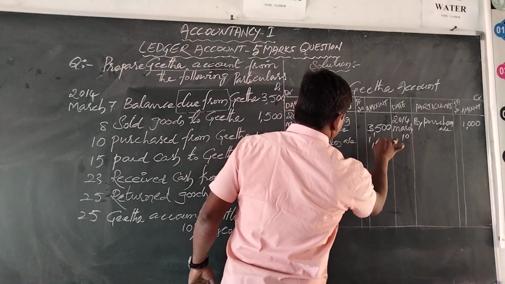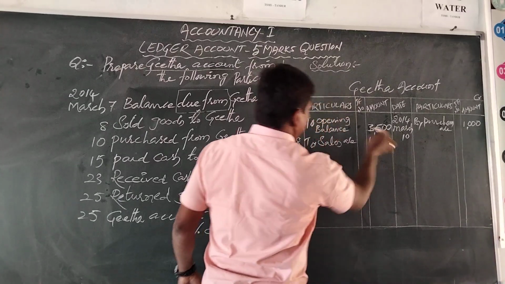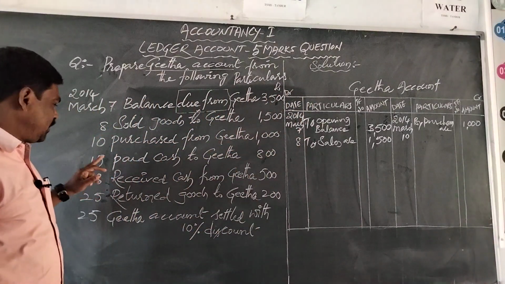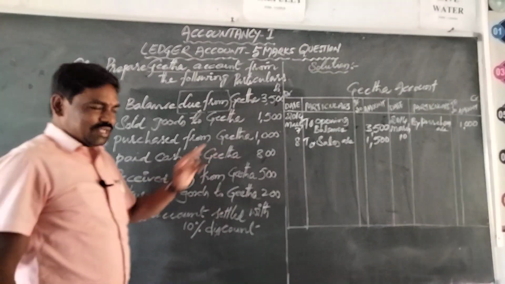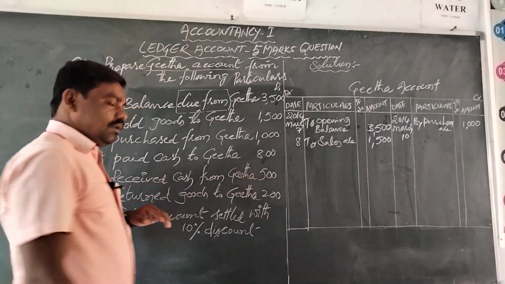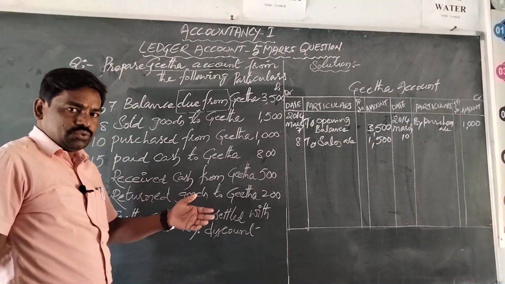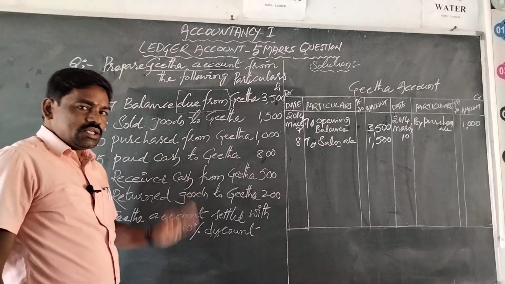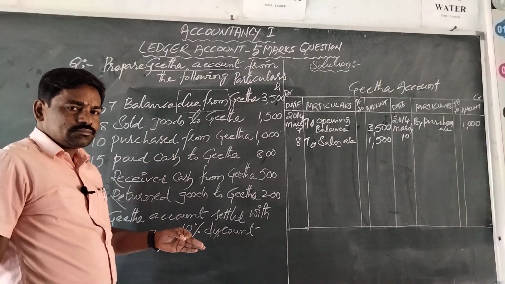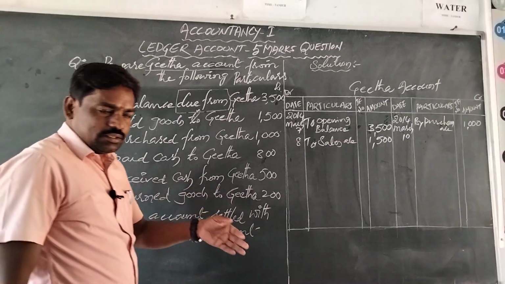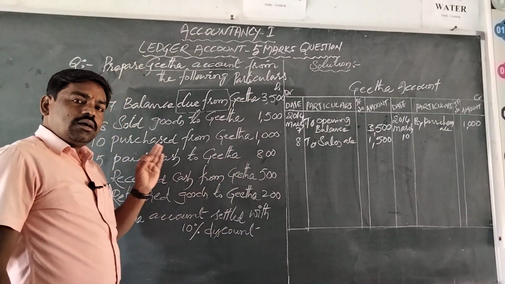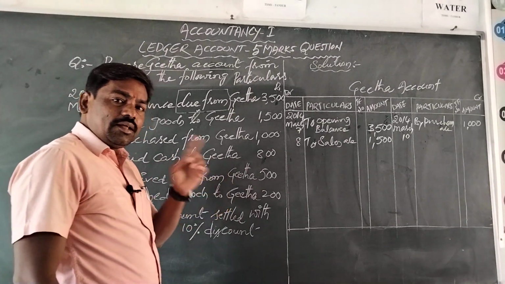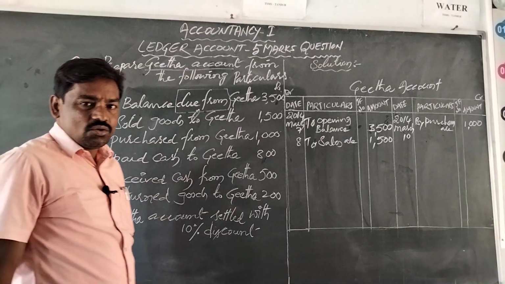Here 1,500, sales account 1,500. Purchases account 1,000. Next come to date 15th. Paid cash to Geeta. Here we paid cash to Geeta. Think about Geeta. When we paid the cash to Geeta, is Geeta the receiver or the giver? Receiver. Receiver account should be debited as per personal account principle.